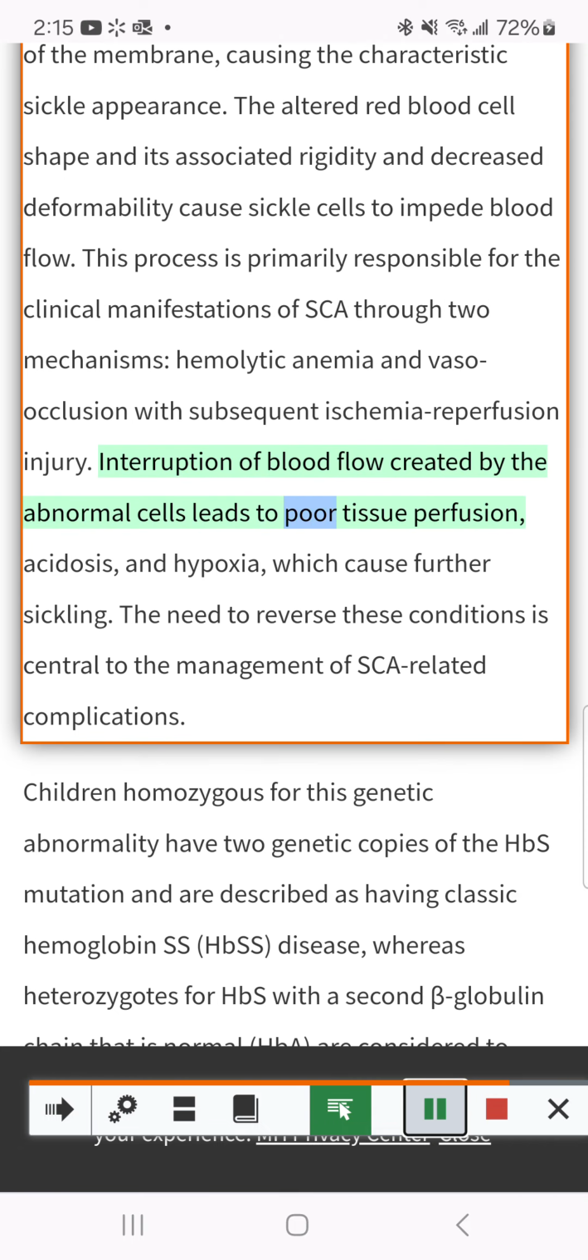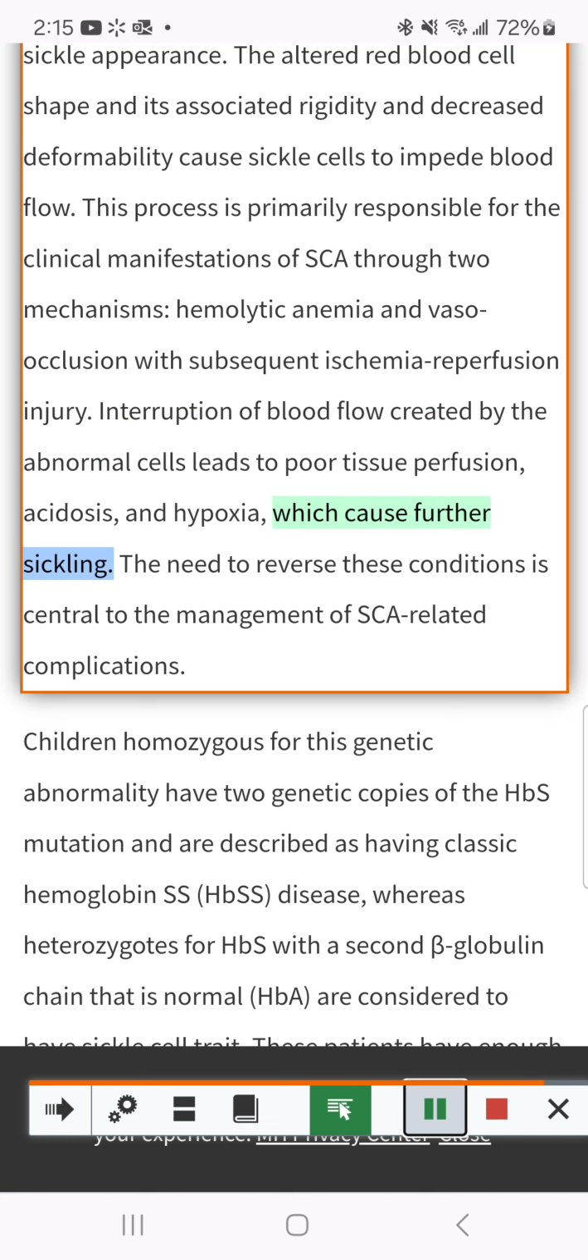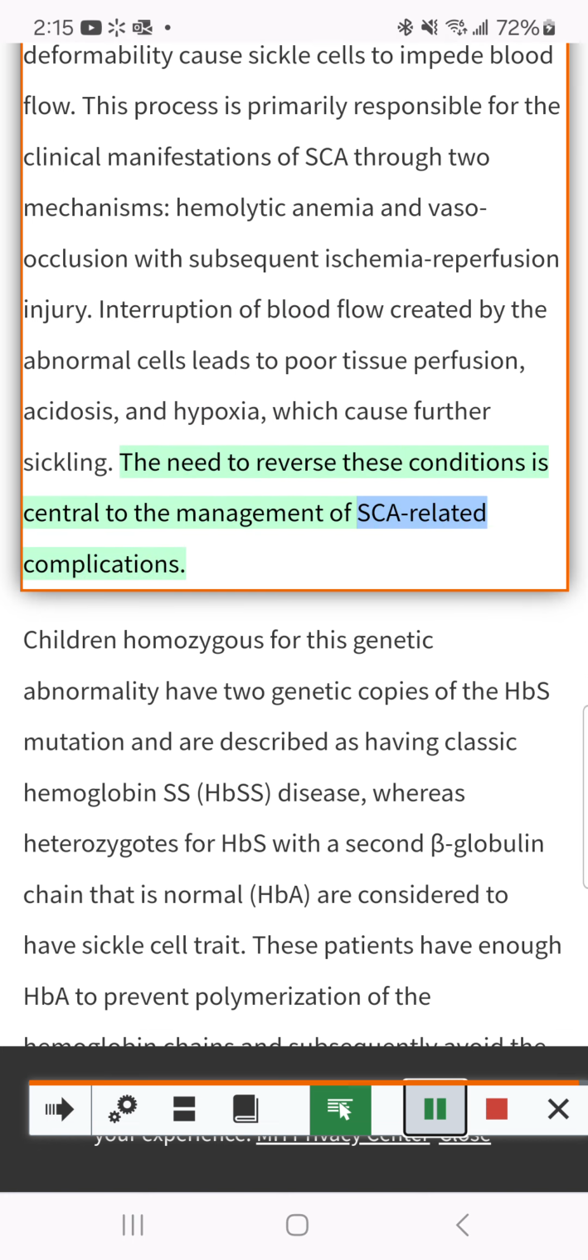Interruption of blood flow created by the abnormal cells leads to poor tissue perfusion, acidosis, and hypoxia, which cause further sickling. The need to reverse these conditions is central to the management of SCA-related complications.